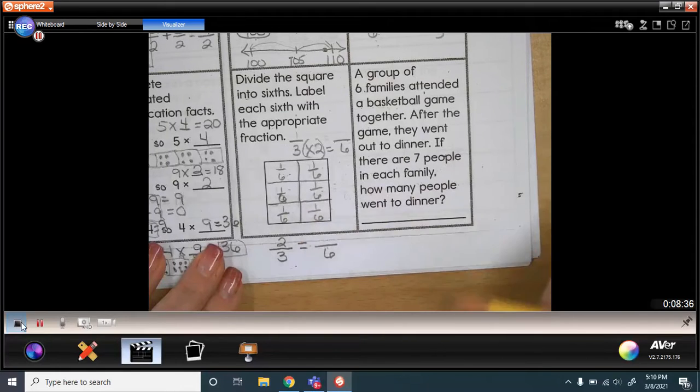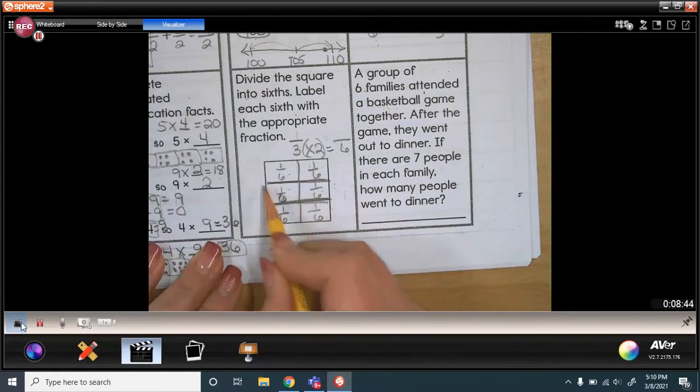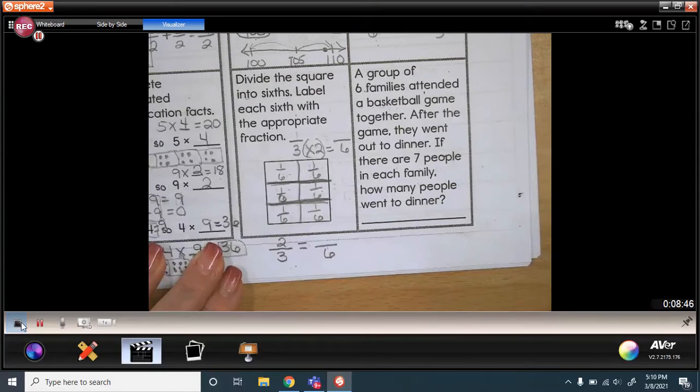Before we broke this up into 6 equal pieces, we started with thirds. Remember? Started with thirds. If you don't remember, go back to the beginning. So those are where my thirds were. So think about that one and put it into the discussion. 2 thirds is equal to how many sixths?